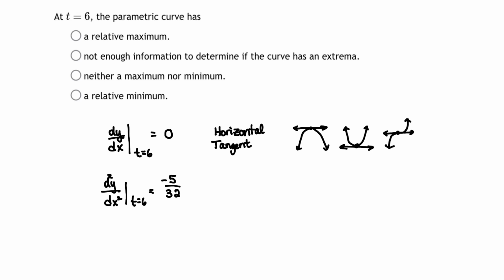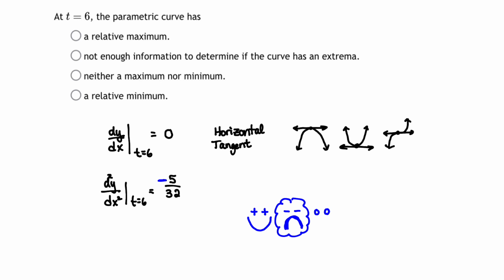One way that I like to remember the second derivative test is with emojis. If my second derivative is positive, it means my curve is concave up. If my second derivative is negative, that means my curve is concave down. And if my second derivative is 0, that means it's inconclusive. I can't tell if I'm concave up or concave down. Notice our second derivative is in fact negative. That puts us in this second case, where we're concave down.